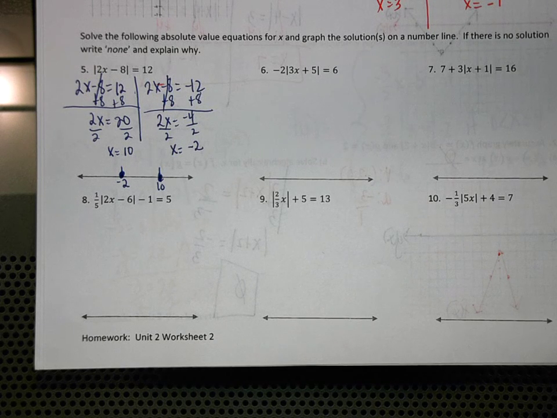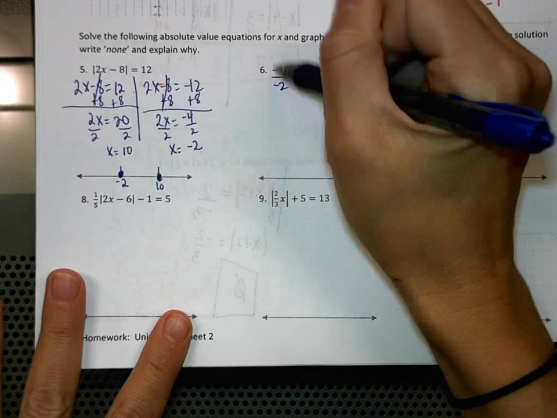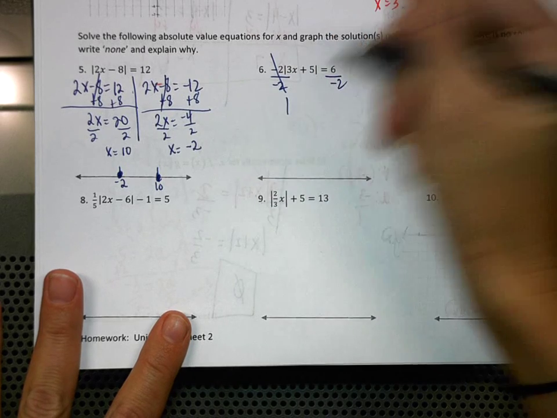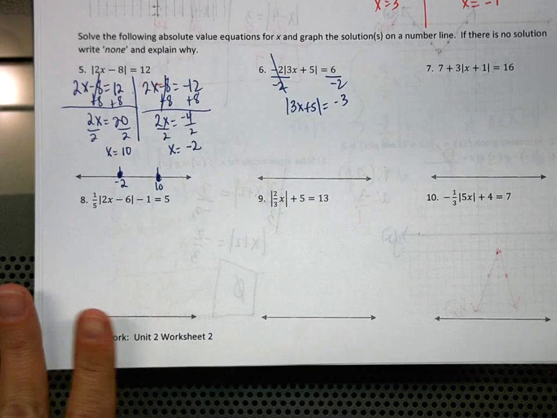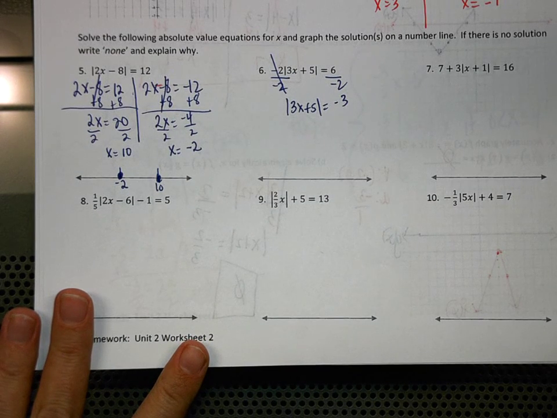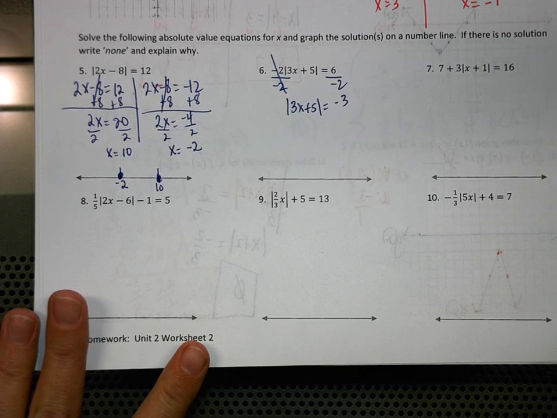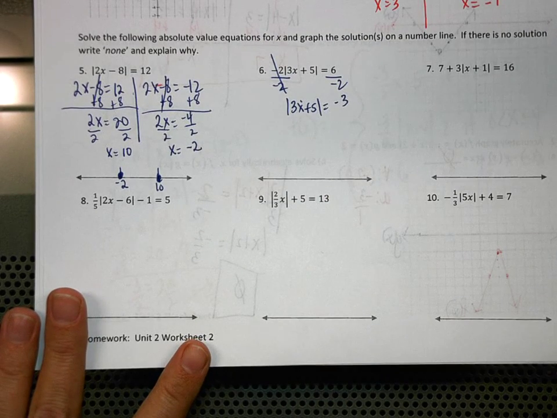Okay, questions? All right, so number 6 is the absolute value by itself? No. So what would you do first? We divide by negative 2, because negative 2 by the absolute value means multiplication. Okay? Now what? Very good. And how do we know it's no solution? Negative. Because it equals a negative. Because we can have a negative inside here and it can come out as a positive, but it will never come out as a negative, right? Okay, so this one is no solution.